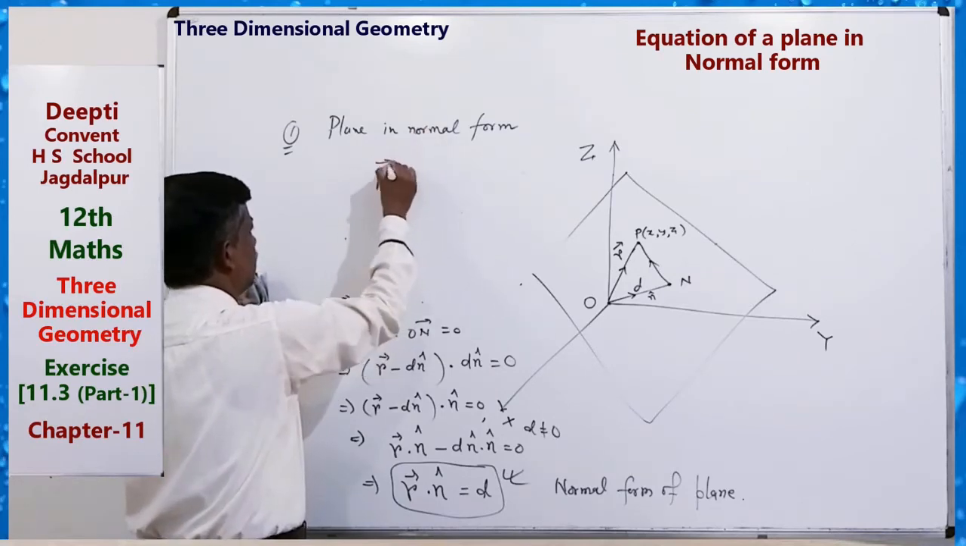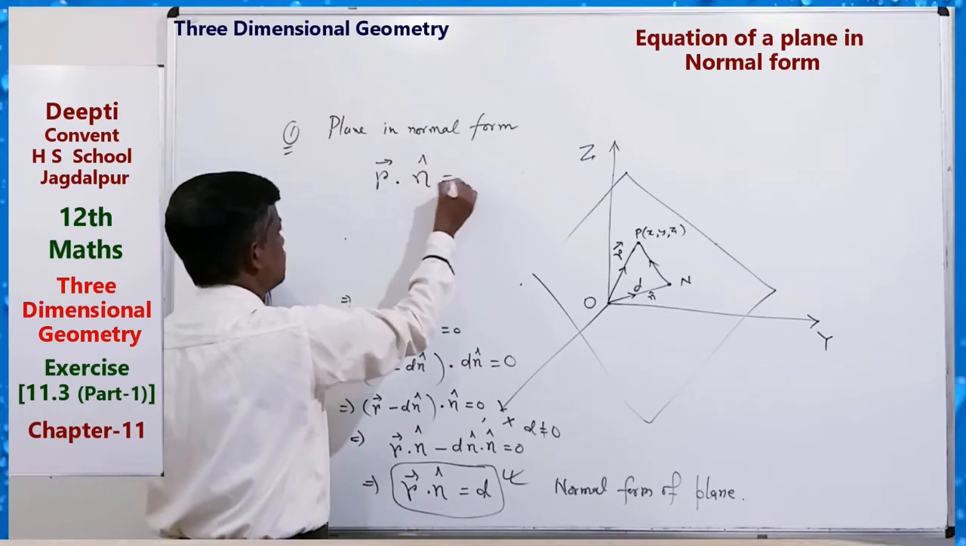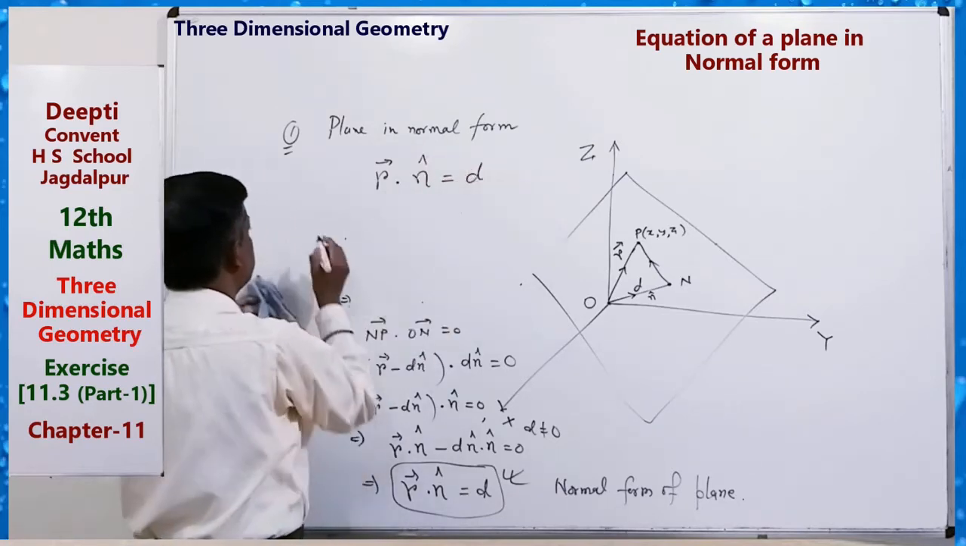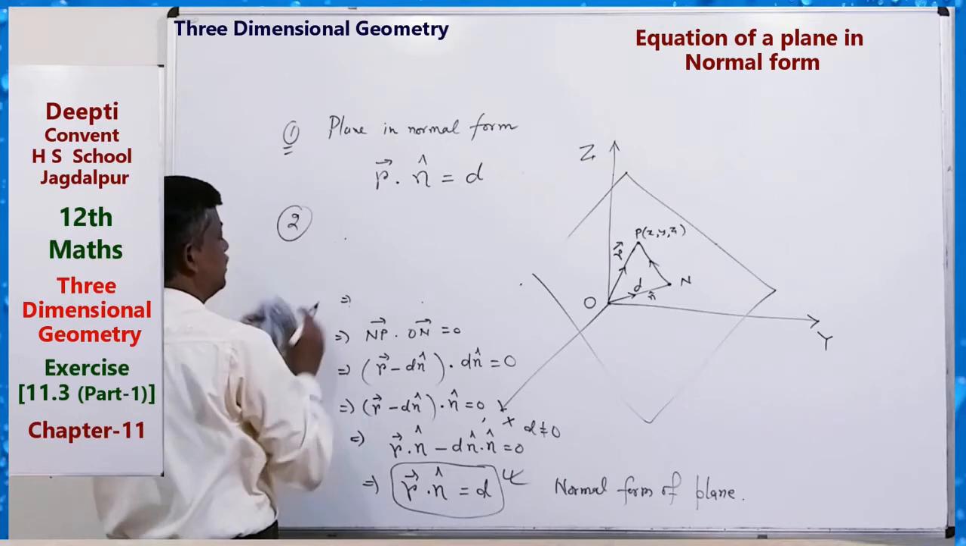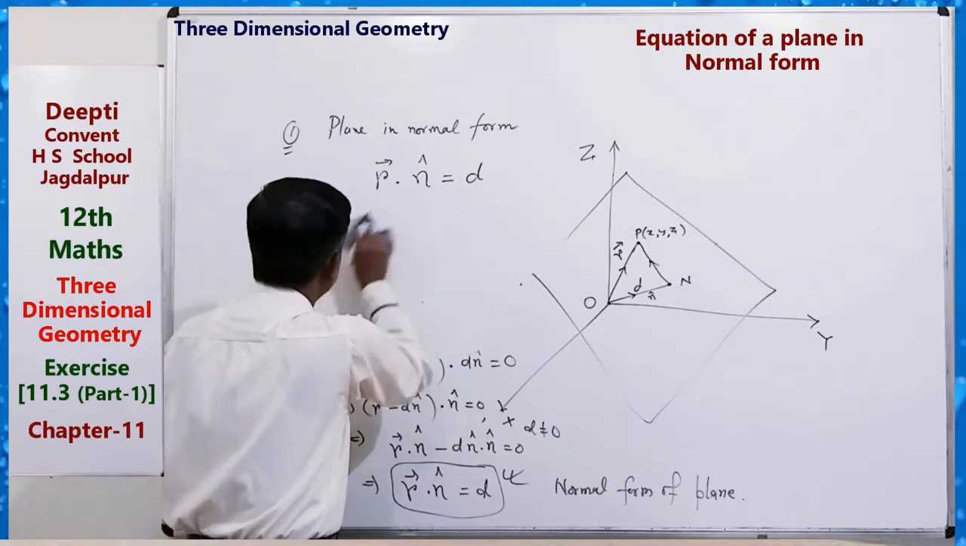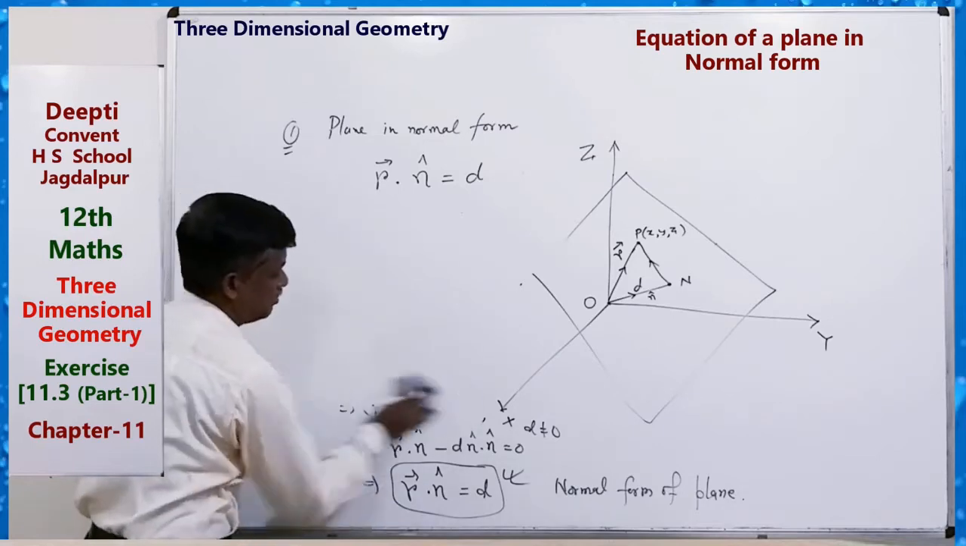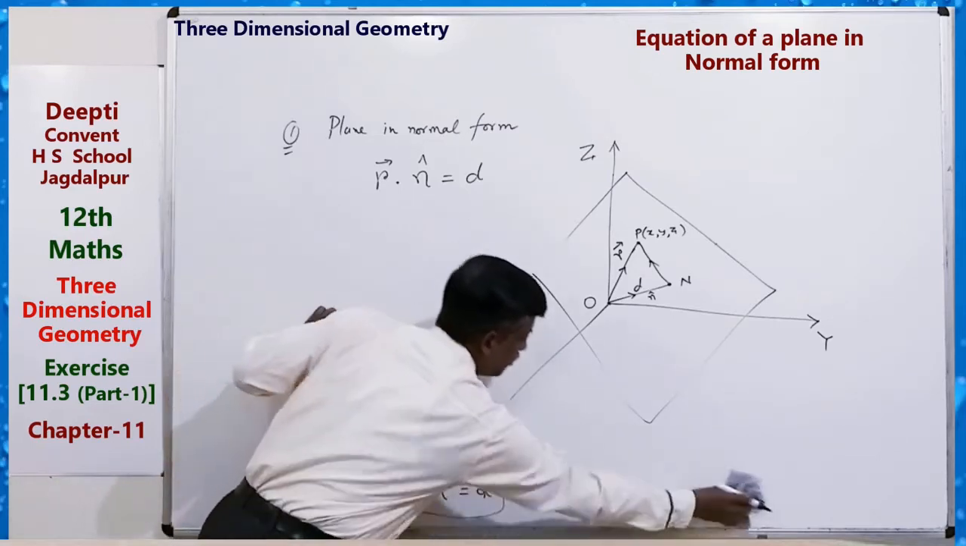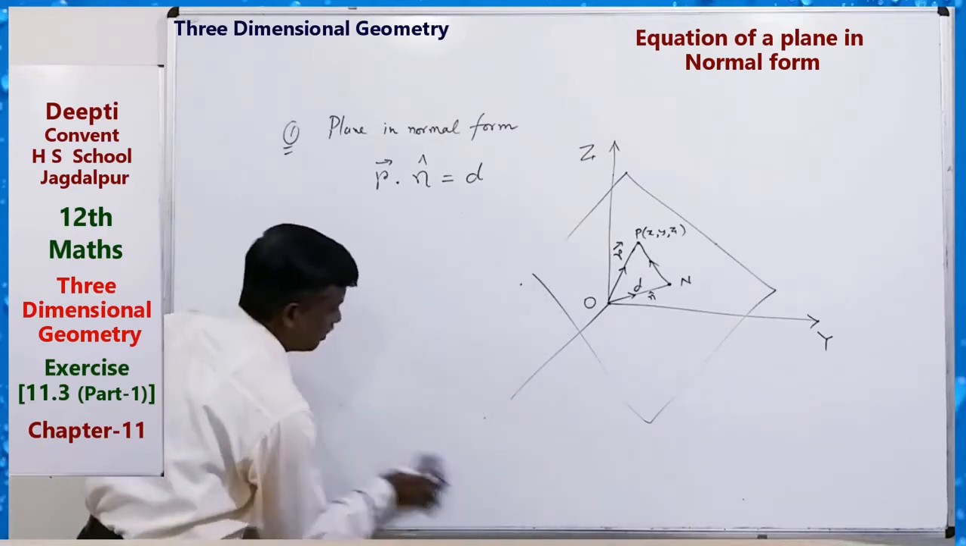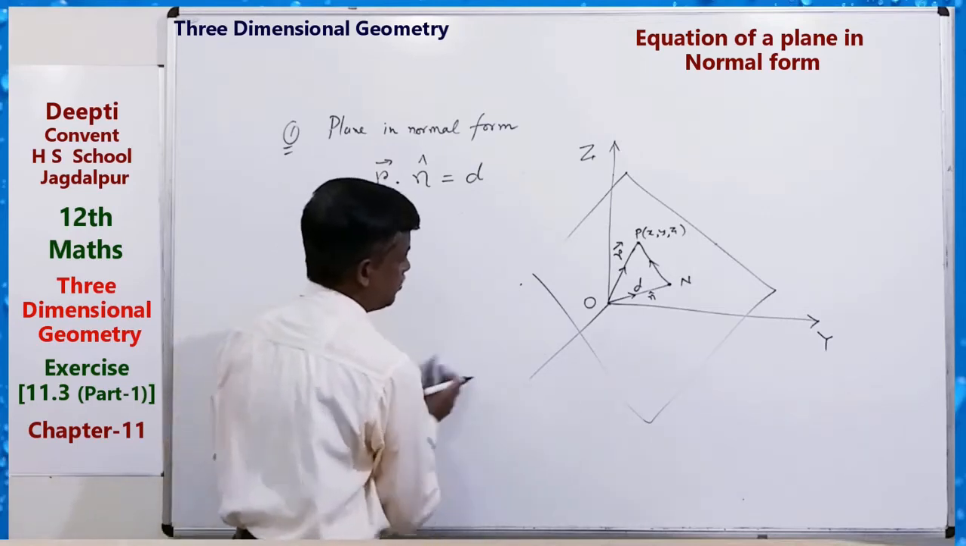Vector r dot n cap equals d. Okay, the second form is the vector form of the normal form. Now, what will be the Cartesian form?